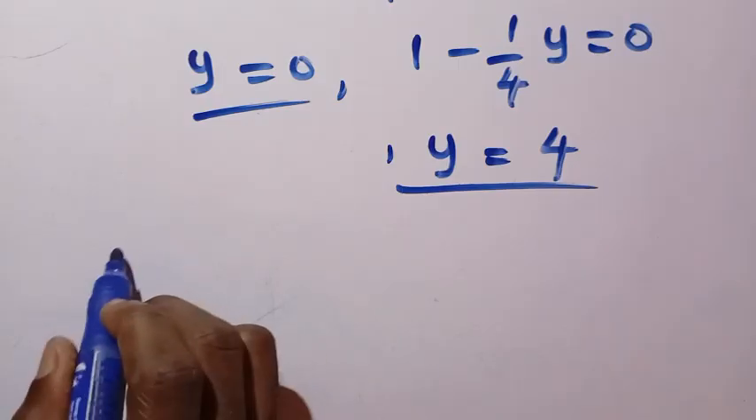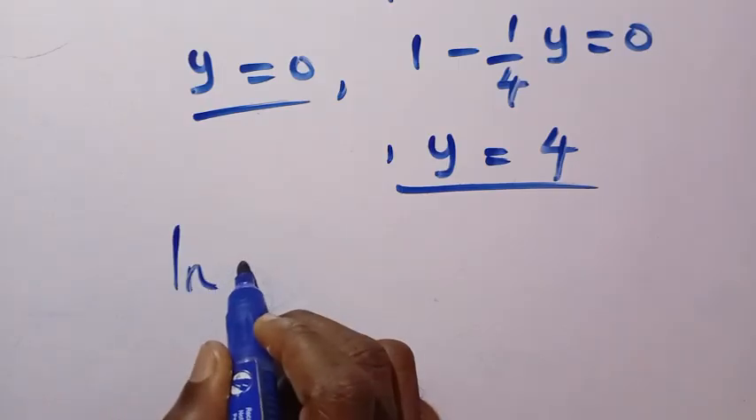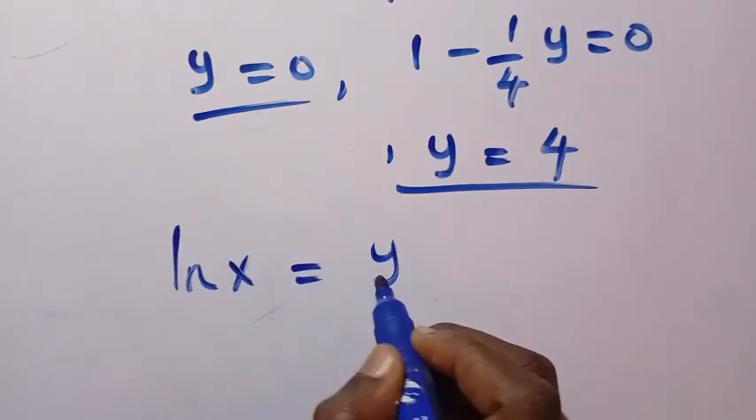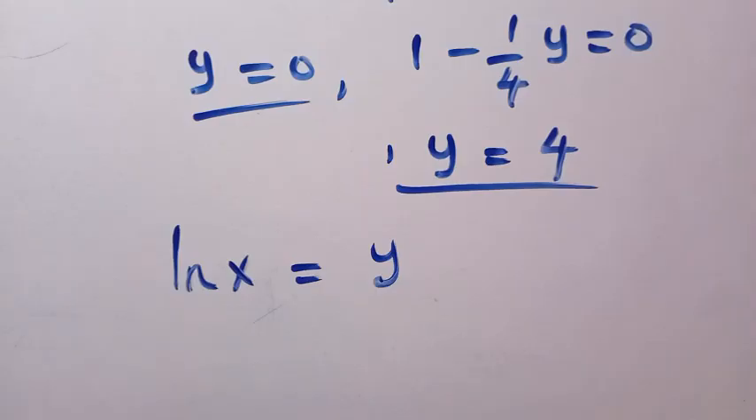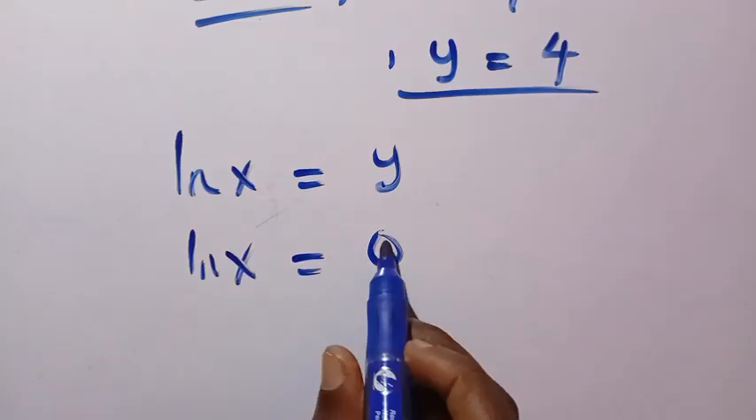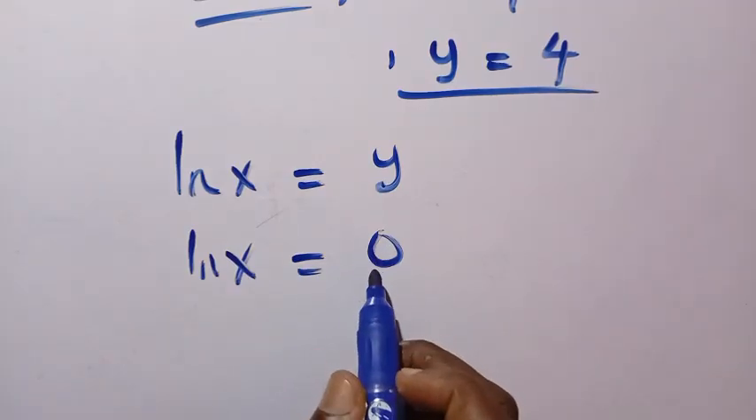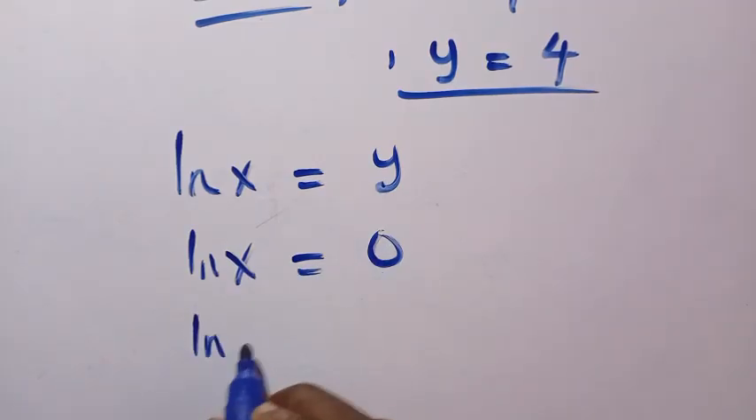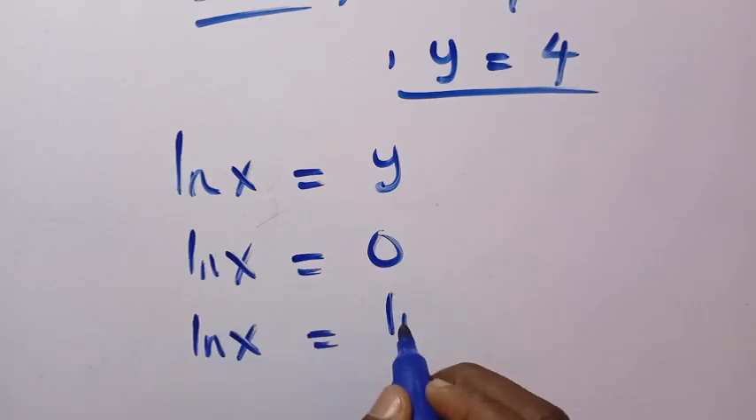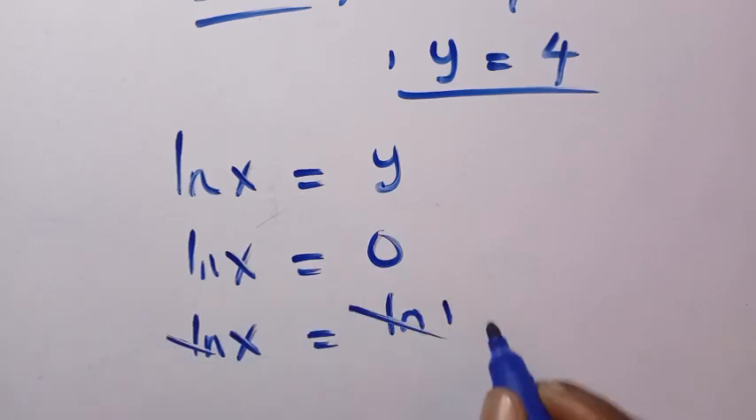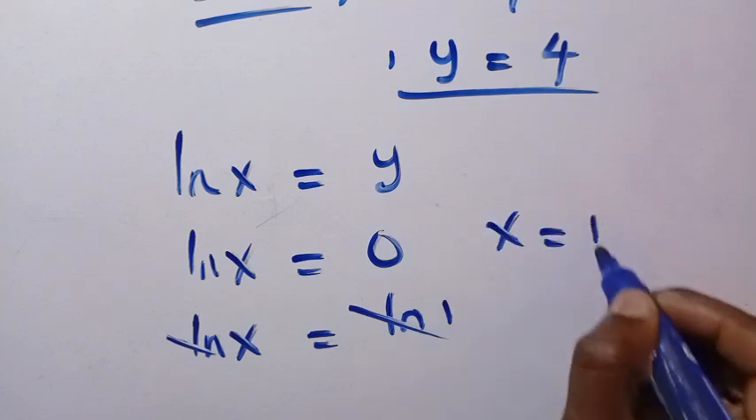And we now recall from where we let ln x equals y. So at y equals 0, we have ln x equals 0. And the value of x that makes this side equal to 0 is just like when we have ln x equals ln of 1. So ln 1 equals 0. So cancelling ln, it shows that our x here equals 1.